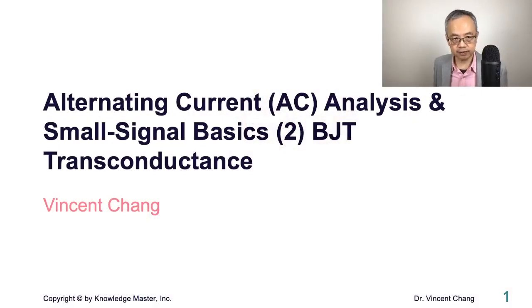Today I'm going to continue the lesson on the small signal model. The previous one was the MOSFET, but this one we're going to switch to the bipolar junction transistor. But the AC parameter stays the same, which is the transconductance. So: alternating current analysis, AC analysis and small signal basics, part 2. BJT transconductance.